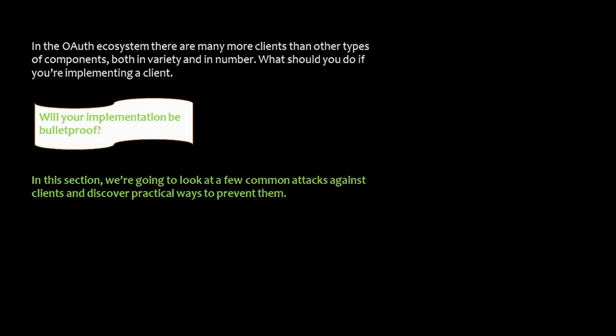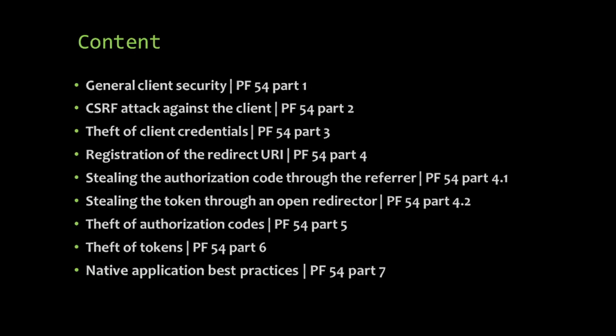So in the OAuth ecosystem, there are many more clients than other types of components, both in variety and in numbers. So what should you do if you are implementing a client? Will your implementation be bulletproof? In this section, we are going to look at a few common attacks against clients and discover practical ways to prevent them. So here you can see that we are now talking about the common client side.